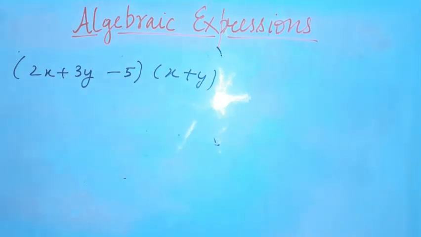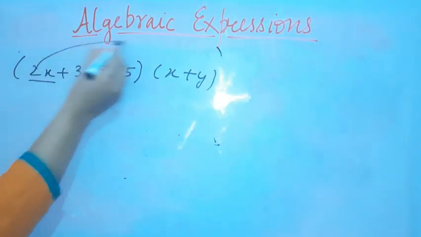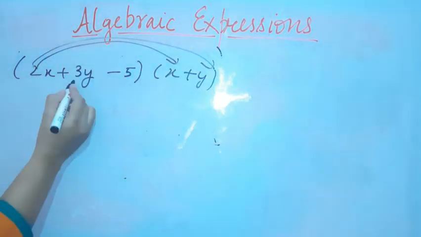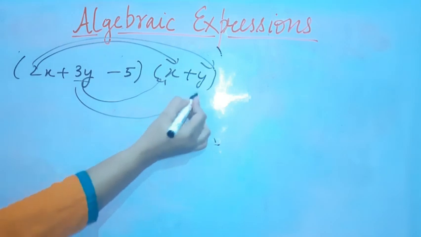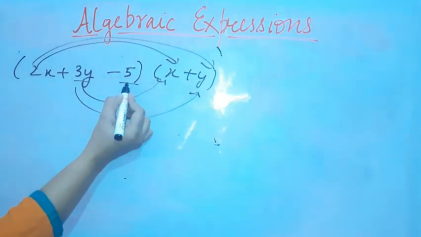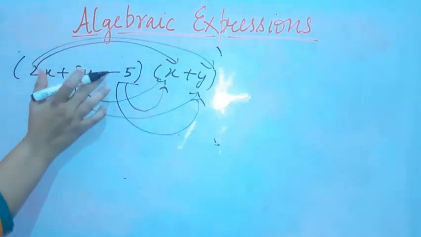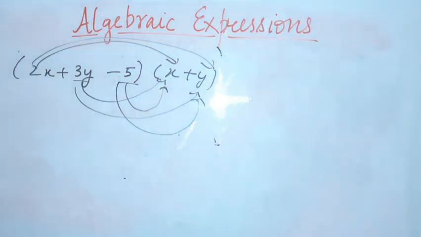How will you proceed? 2x will be multiplied by x also and then y also. In the same way 3y will be multiplied by x also and then y also. In the same way 5 will be multiplied by x and then y. Not 5, minus 5 will be multiplied. So now how will we proceed?